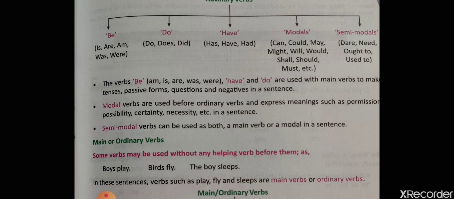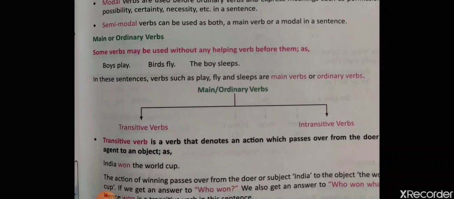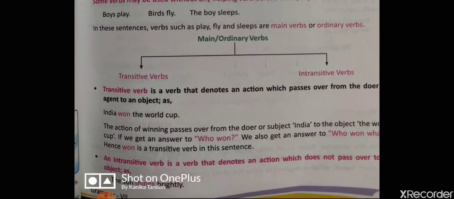Now coming on to the main or ordinary verbs. So these are the normal verbs that we use, like play, fly, sleeps, eat. These normal action words are known as ordinary verbs or main verbs. Now ordinary verbs are classified into two parts. One is transitive and another one is intransitive. So first we are going to study about the transitive verb.